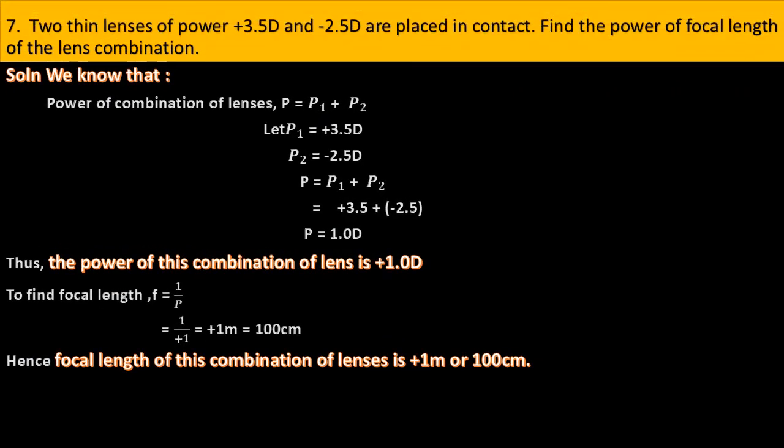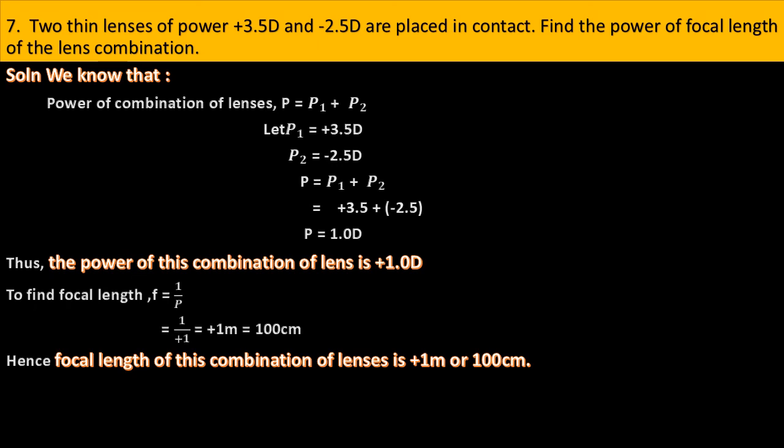Seventh question. Two thin lenses of power plus 3.5 diopter and minus 2.5 diopter are placed in contact. Find the power and focal length of the lens combination. So for the power of a combination of lenses, we can write P is equal to P1 plus P2. P1 is plus 3.5 diopter, P2 is minus 2.5 diopter. So the power of this combination we get as 1 diopter.